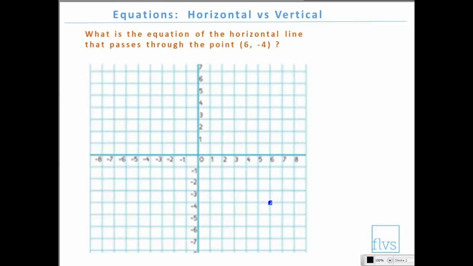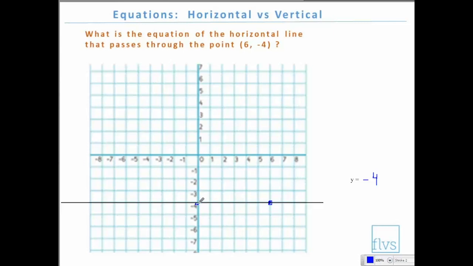And we know we've got to have a horizontal line. Not perfect, I'm going to drop that one down. So if you need, you could plot the points, or you could use the rule. When we said the rule earlier, if you're a horizontal line, that's a y equals equation. So it's whatever the y value is in your original point. That's -4. So in this case, our horizontal line, the equation is y equals -4.